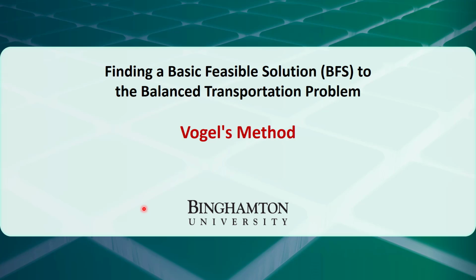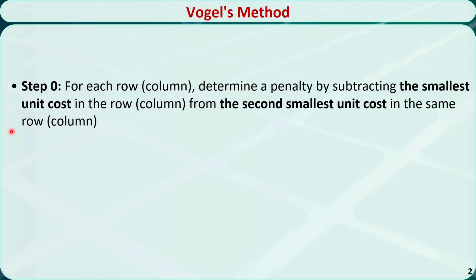In this video, we will talk about how to find a basic feasible solution, or BFS, to the balanced transportation problem using Vogel's method. There are 4 steps. In step 0, we do some preparation for the following 3 steps. For each row or column, we calculate a penalty by subtracting the smallest unit cost in the row or column from the second smallest unit cost in the same row or column.